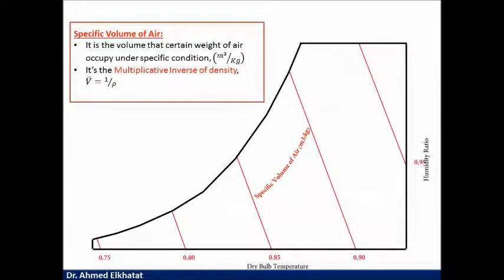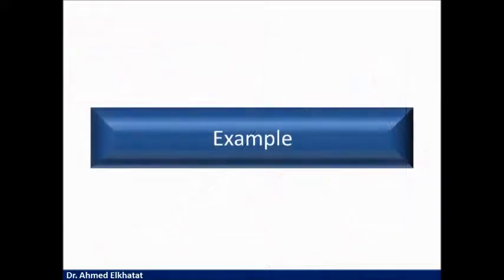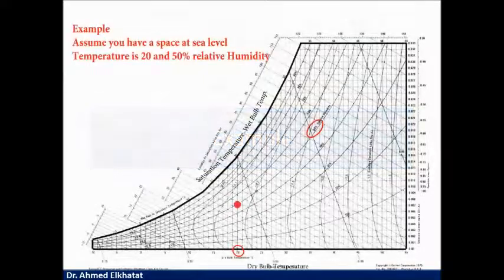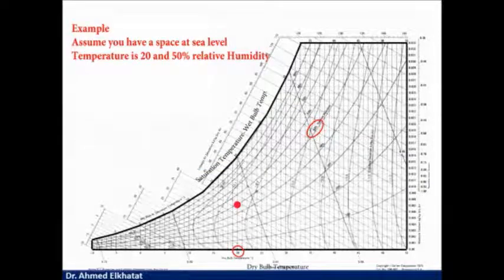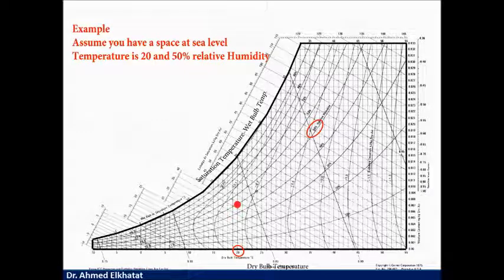Now let's take an example of how to combine all these parameters together to find unknown parameters. Consider this example. You have a space at sea level, dry bulb temperature is 20 and 50% relative humidity. First you have to determine the point that intercepts between relative humidity 50% and 20 dry bulb temperature. From this point you can start to find other parameters. See?